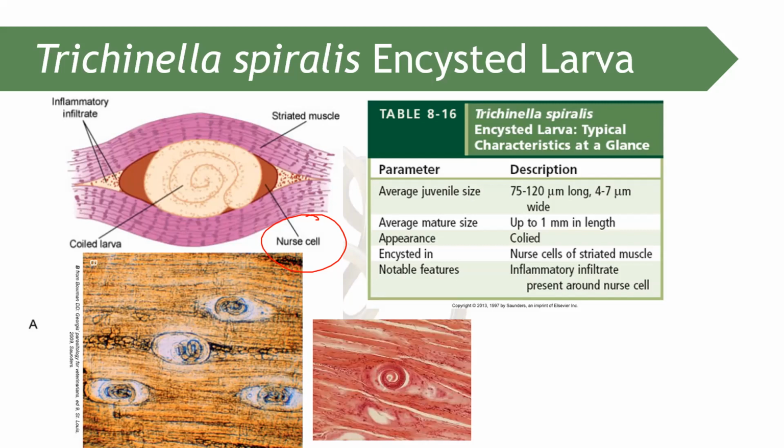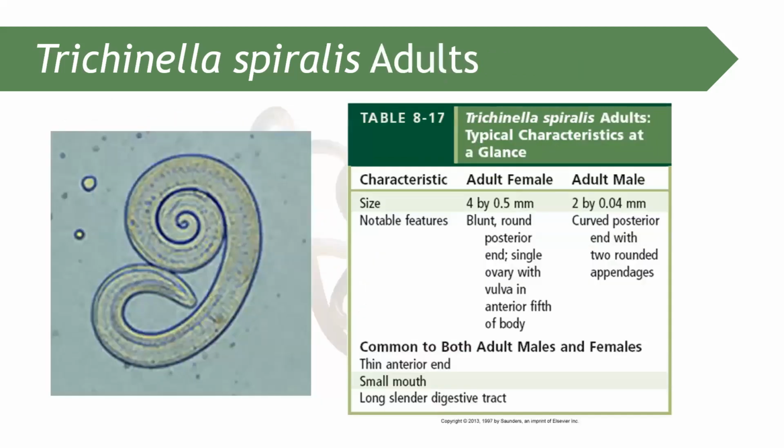Now, what are the other notable features of Trichinella spiralis in the striated muscle? There is what we call inflammatory infiltrate that is present around the nurse cell. Now, for the adult Trichinella spiralis, the female is bigger, about 4 to 0.5 millimeters, as compared to the male, which is 2 to 0.04 millimeters. Notable features: blunt, round posterior end for the female, and curved posterior end with rounded appendages for the male.